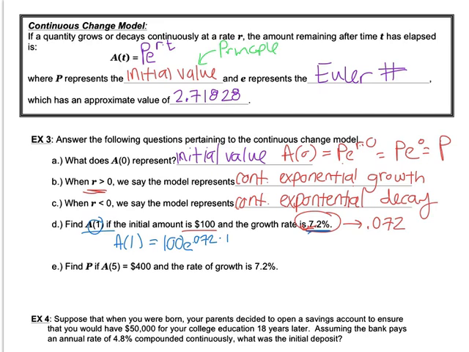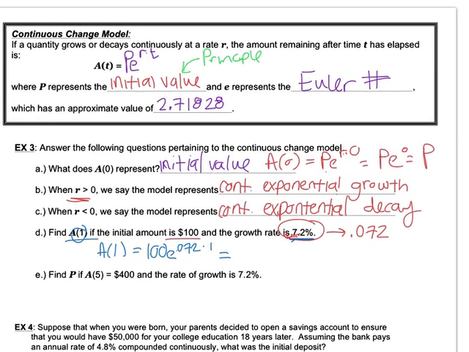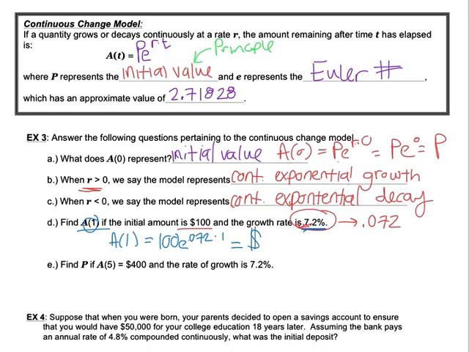So this is just plug and chug. Plug all of this into your calculator: 100 times E raised to the 0.072, and you will get the value of about $107.47, which should make a little sense to you because if you start with $100 and your growth rate is 0.072 or 7.2%, think of what 7-ish% of 100 is, which is 7. So you're adding a little over $7 to your initial amount.